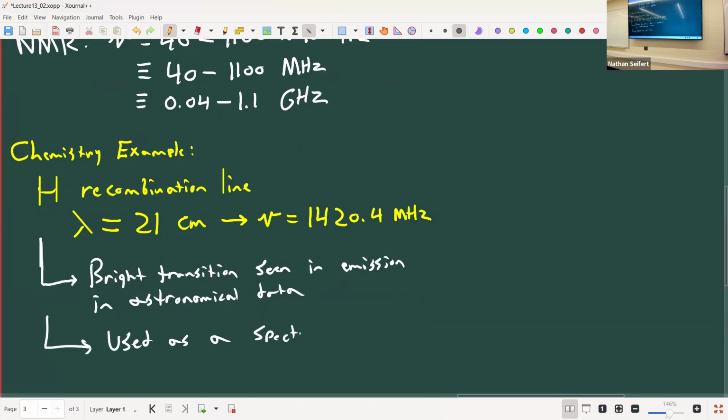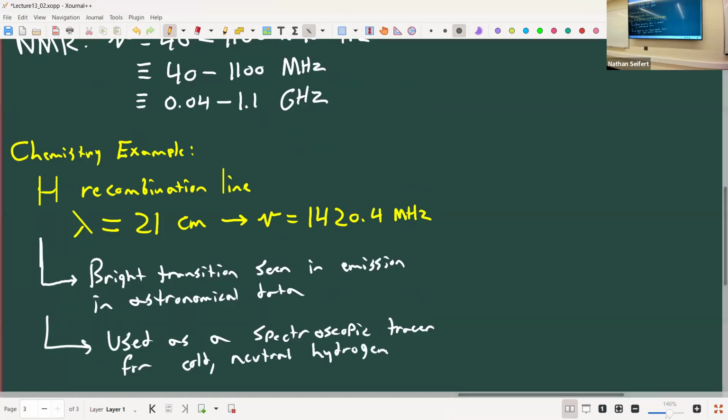As a spectroscopic tracer or fingerprint for cold, neutral hydrogen. And I'll show you a really cool picture. I know it's on here somewhere. Yeah, let's see if I can get a nice thumb screen of this.